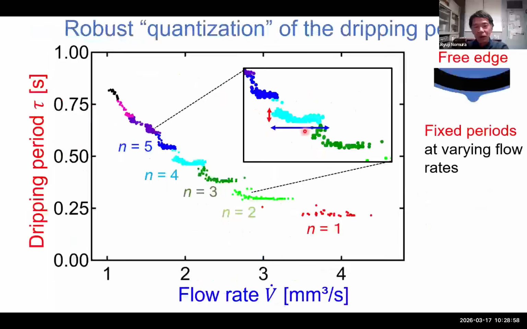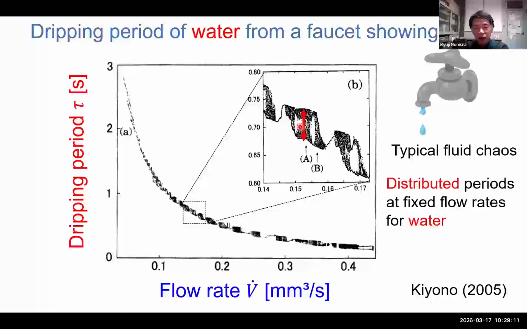Let me show our observation again. This is for the helium. It has a fixed dripping period, even if the flow rate is changing in this region, for the superfluid. But for the water, it has a wide distribution of the dripping period, even if the flow rate is fixed at this value. So the behavior of the superfluid dripping was quite anomalous in this sense. It's very different from the normal behavior.